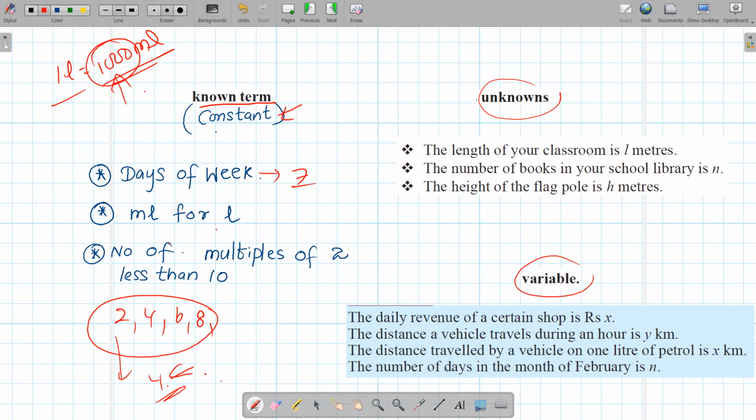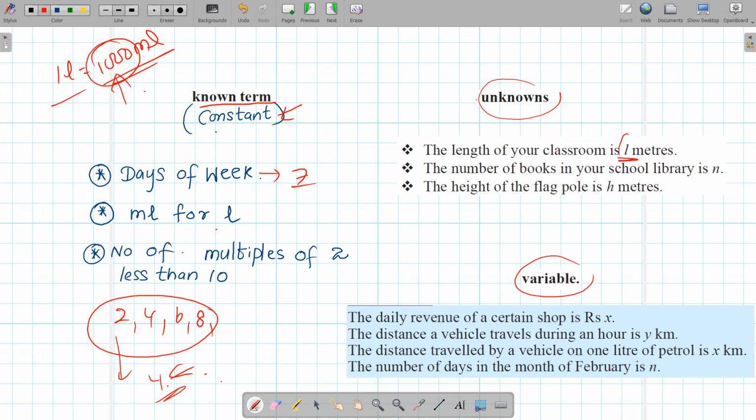Now, if some value does not change and you know that value, that is called a constant. What is an unknown value? The length of your classroom is L meters. You can see this is unknown, because do you know the length of the classroom? You don't know. But does it change? No, it does not change.